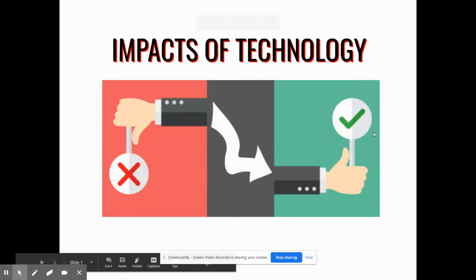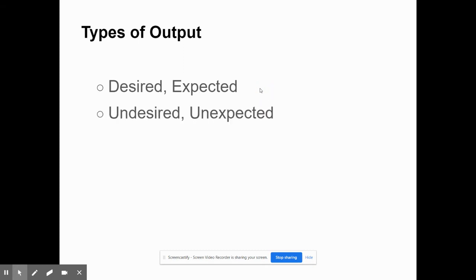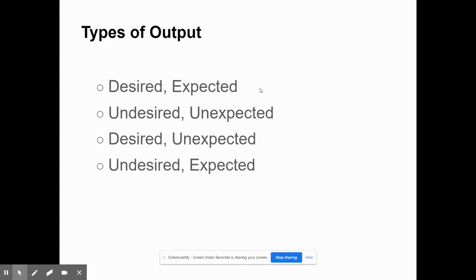All right, today I'm going to talk about impacts of technology. In the last lesson, we talked about outputs. Outputs is the actual result of a system, and the actual results of the systems can be four different things. It could be desired, which means wanted, and expected, which is something that you predict that's going to happen. It could be undesired or unexpected, desired and unexpected, and undesired and expected.